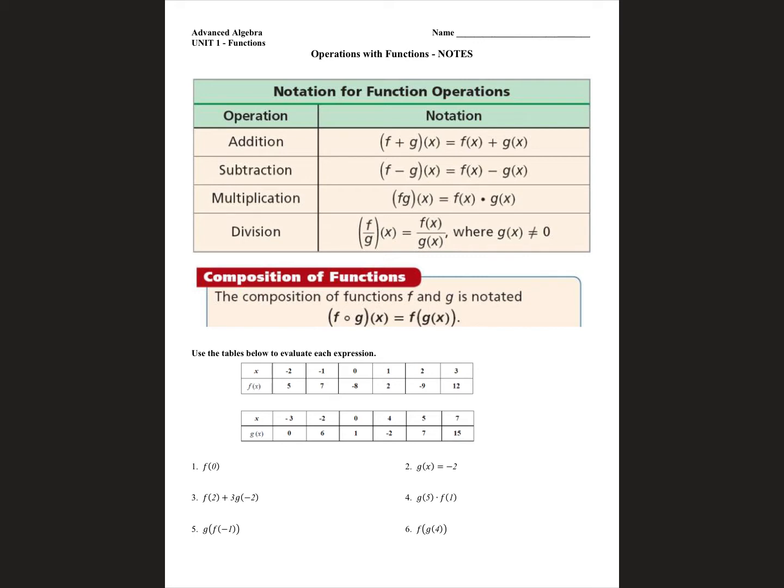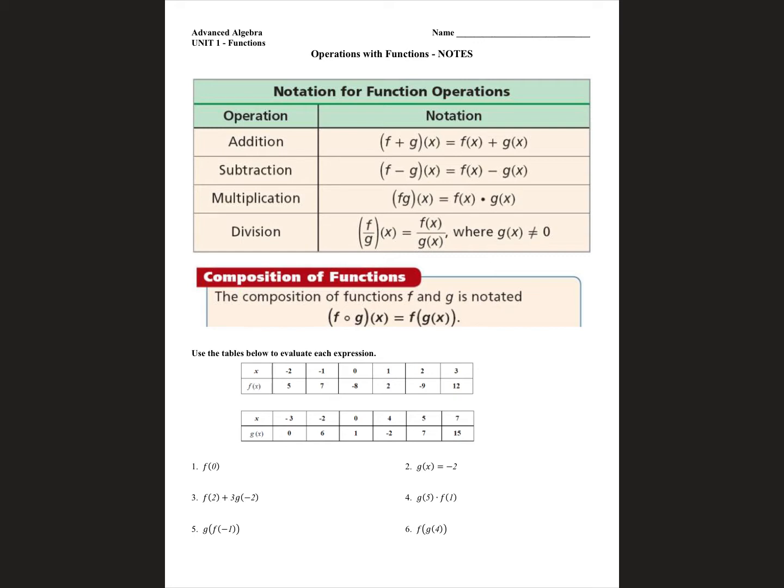The first 4 are just your basic operations. So we have addition, subtraction, multiplication, and division. Starting with addition, if you see f plus g of x, that's saying I have a function f and a function g. If I'm adding it, it's saying take f of x, add it to g of x. With subtraction, f minus g of x is really f of x minus g of x.